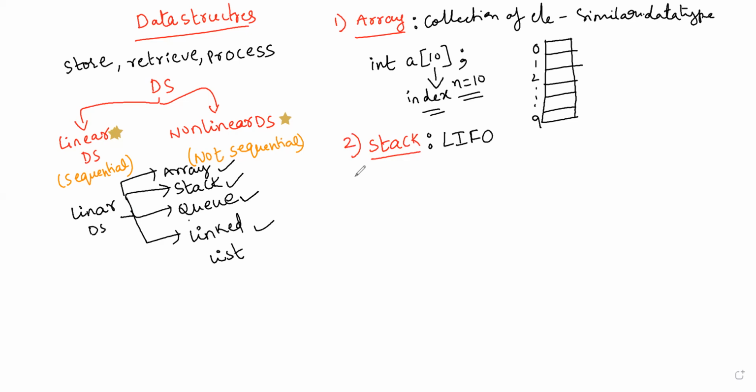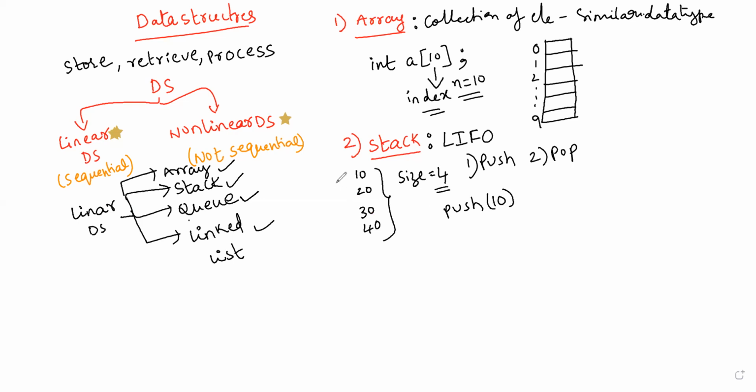Suppose I want to enter the elements 10, 20, 30, 40, and the size of the stack is 4. So it will take only 4 elements. Remember, there are two operations. First one is called push, second one is called pop. Push means you can insert an element.